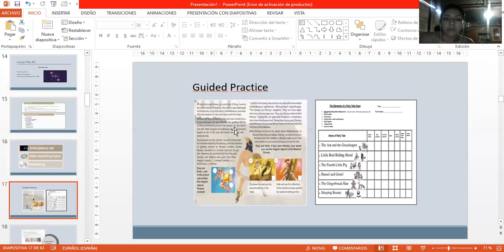In the guided practice, here we have the worksheet. This is the reading, and this is the activity that students have to work.